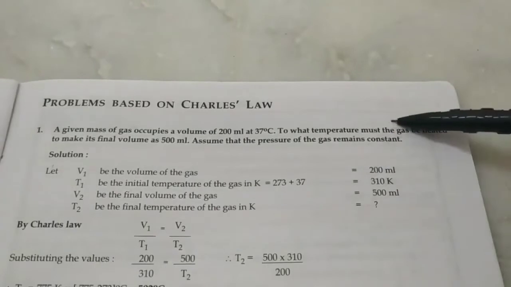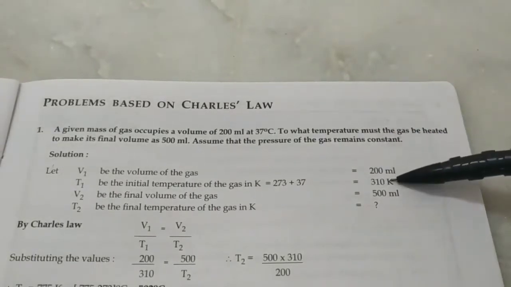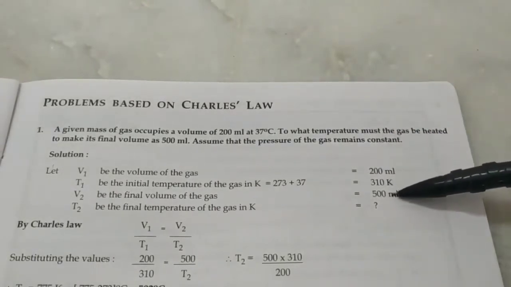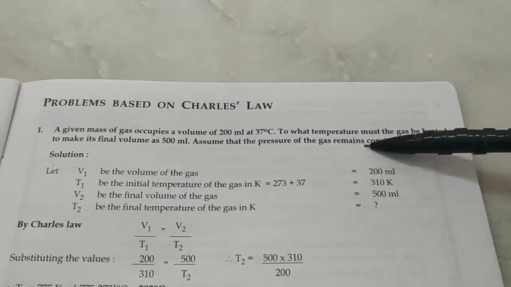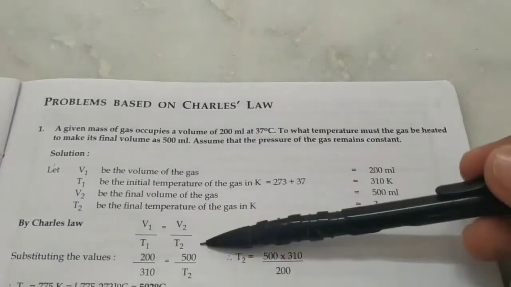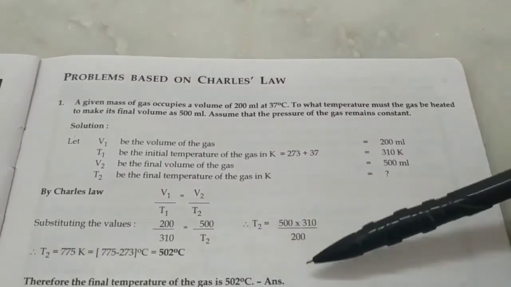Look at this question, read the question. They've given the initial volume and the initial temperature. They've given the final volume and they've asked the final temperature. Pressure is constant is mentioned, so we can safely use Charles' law. This is the formula, substitute, cross multiply, and get the answer.